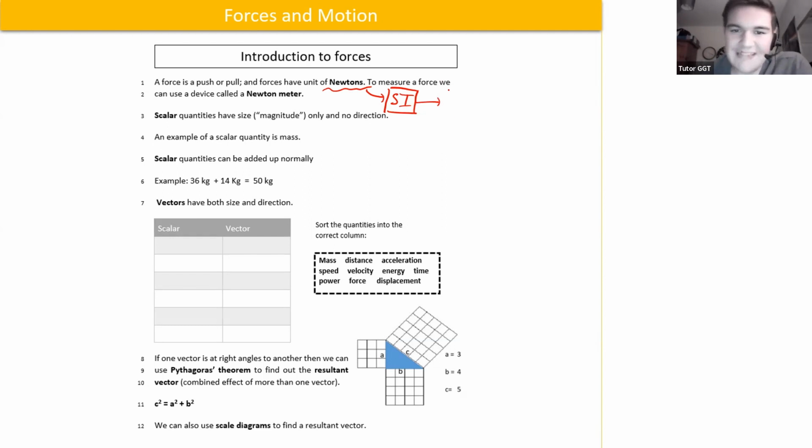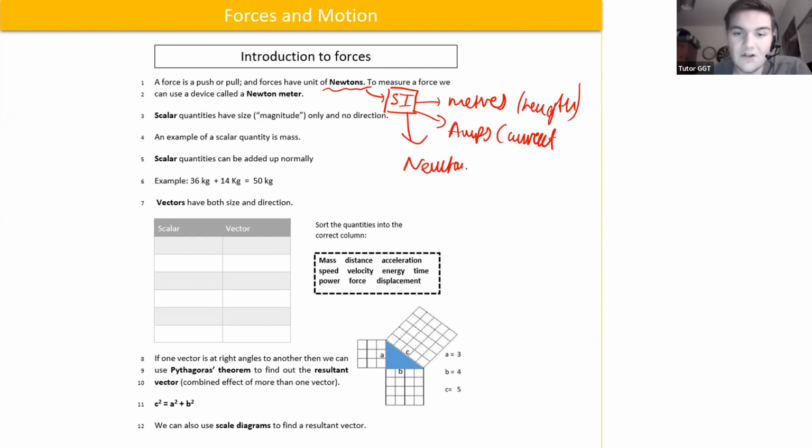So when I say SI, it often refers to things like meters, so looking at length scale. So you can use meters for length. We can measure current in amps. We can also measure force in newtons. So it's just the construct of how we write our units and how we communicate, like equations and stuff like that. So current and newton force.